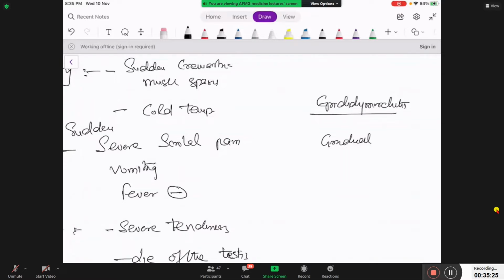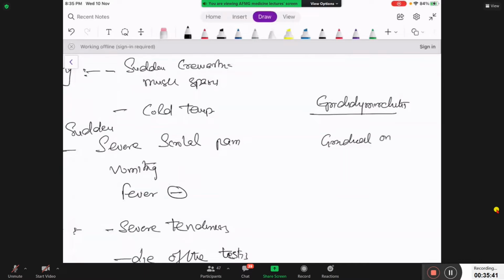Inflammation of testis and scrotum is epididymo-orchitis. Epididymo-orchitis and testicular torsion we need to differentiate clinically. To differentiate testicular torsion from epididymo-orchitis, these are the points which will help you.